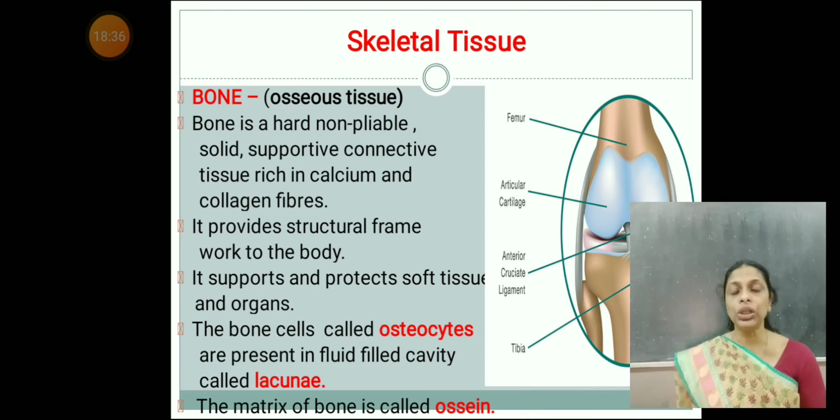So these are the characteristics of a bone. One, bone is also called osseous tissue. It is a hard, non-pliable, solid, supportive connective tissue which is rich in calcium and collagen fibers. It provides structural framework to the body. It supports and protects soft tissues and organs of the body. The bone cells are called osteocytes, and these osteocytes are found in fluid-filled cavities called lacunae, and the matrix of the bone is called ossein. Okay, so that is all about the characteristic features of a bone.